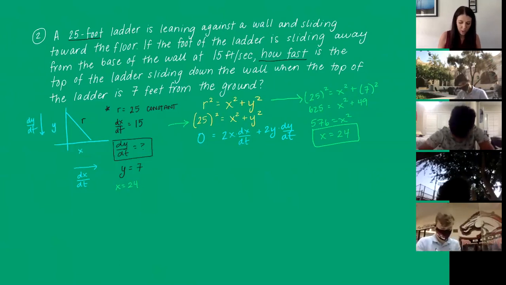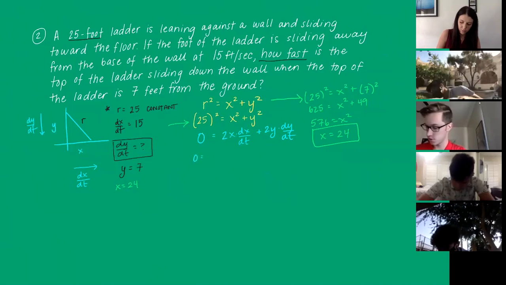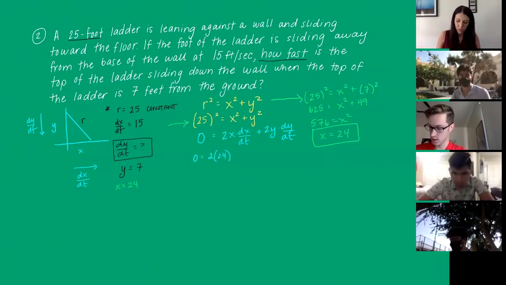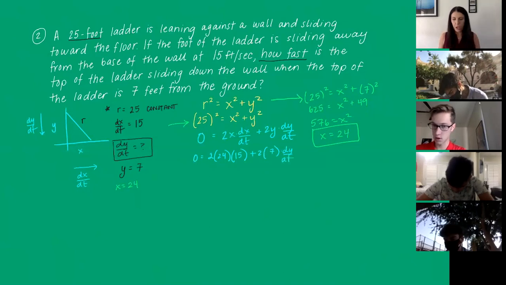George, what do you want to do next? Start at plugging in some of the values. Good. So you can have 0 equals 2 times 24 for x times 15 plus 2 times 7 times dy over dt. Good. Okay. Now, obviously, we're going to multiply some of these things out and then we're going to divide.